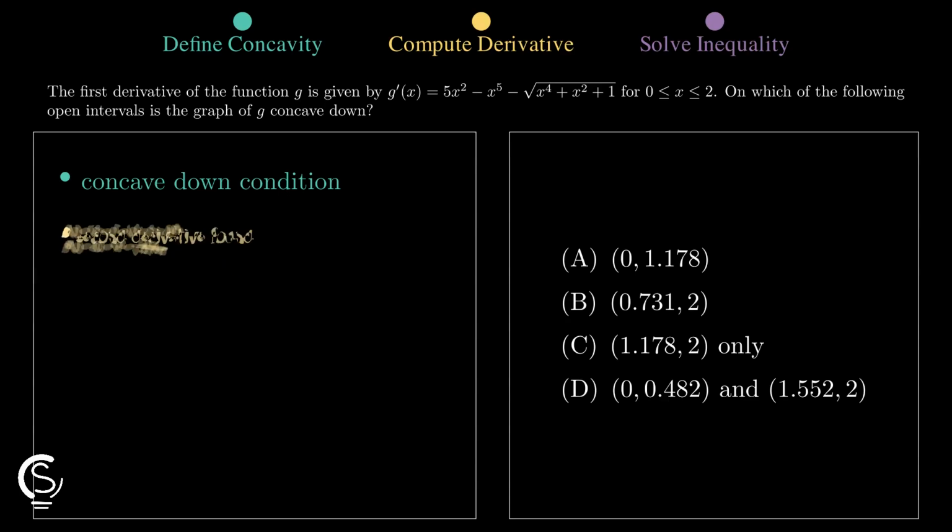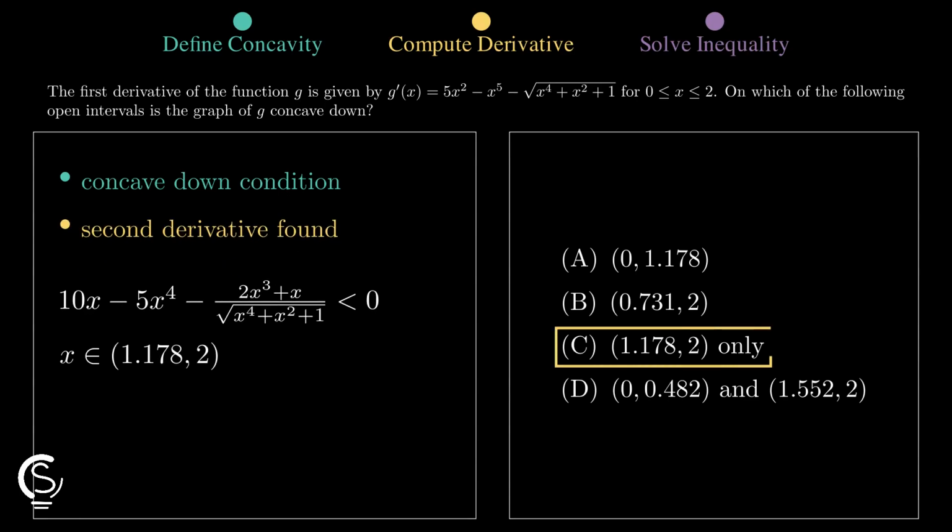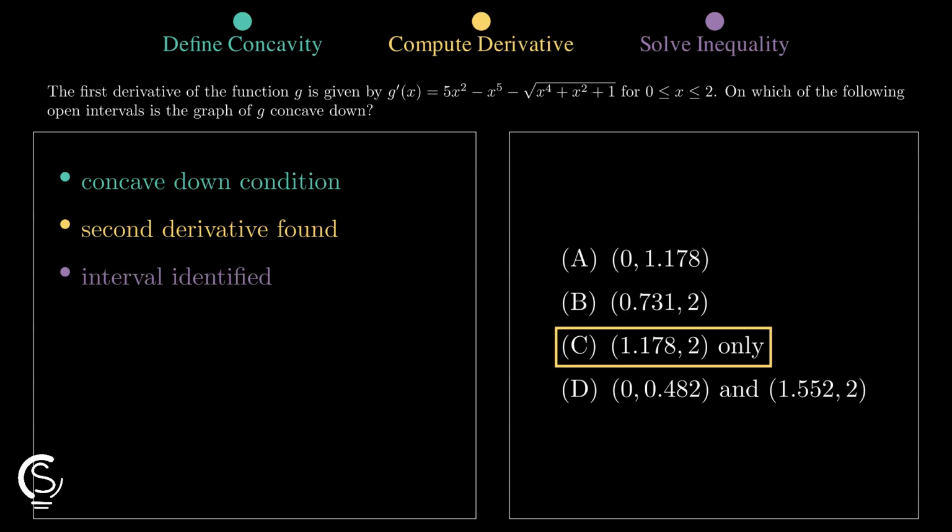Finally, we solve for where this expression is negative on the interval from 0 to 2, which reveals the correct interval. That makes option C our final winning answer choice.